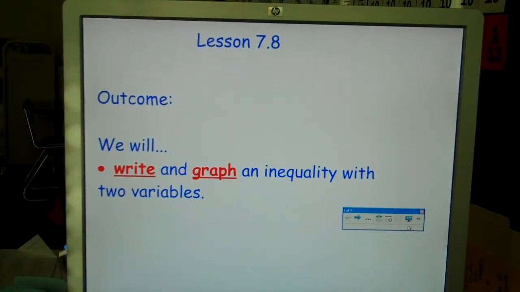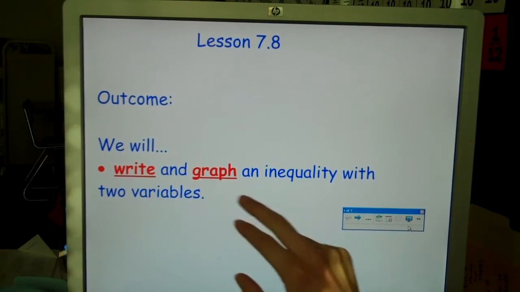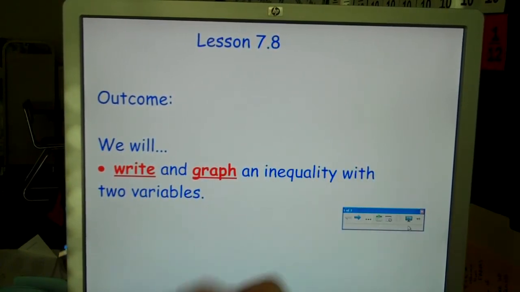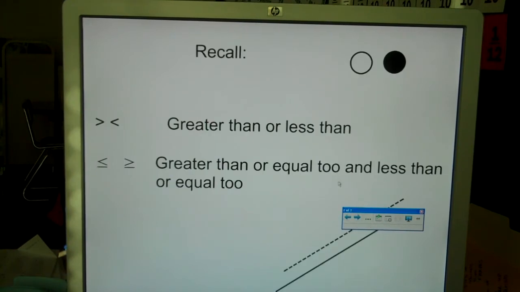Lesson 7.8. Our outcome for this lesson will be we will write and graph an inequality with two variables. It's going to be awesome. If math wasn't cool enough already, it's getting really good. This is good algebra stuff. All right, you ready? Here we go.